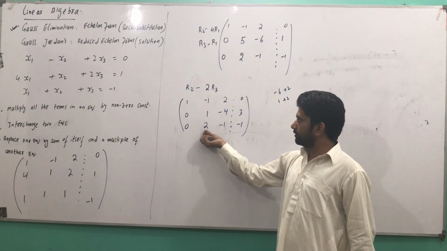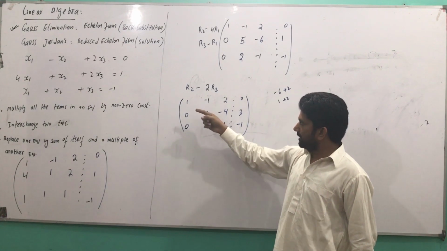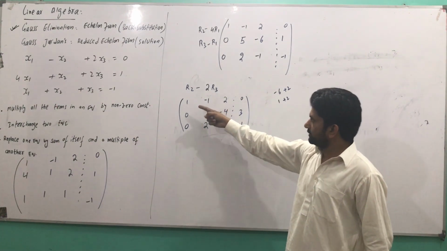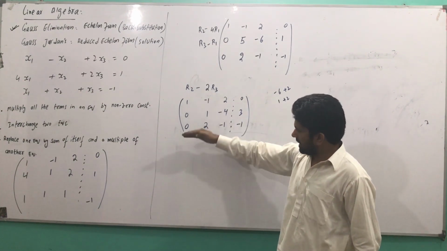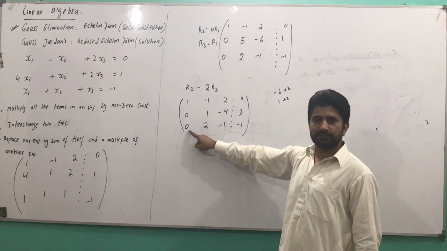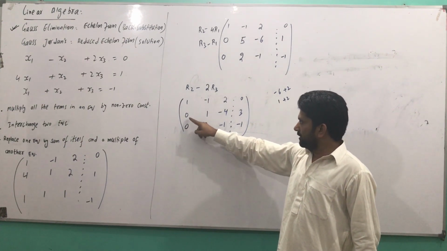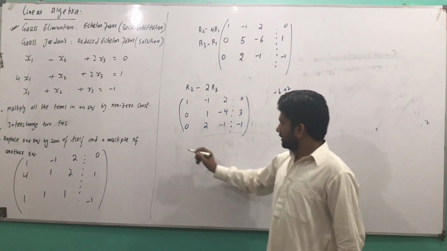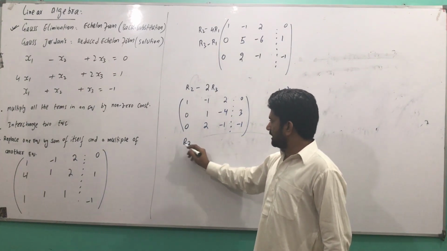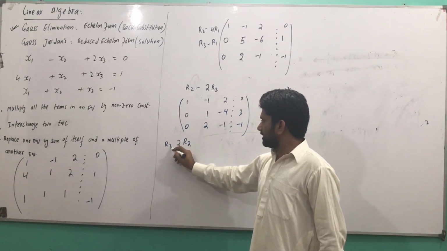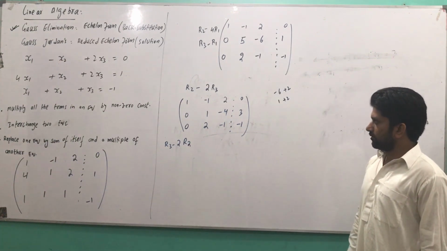So how do you make 0? You cannot apply any operation with R1 now, because when you do any operation, then add or subtract in R3, this will change. So you can do the operation with R2. So R2 multiplied by 2 and R3 minus. So we have 0 here.